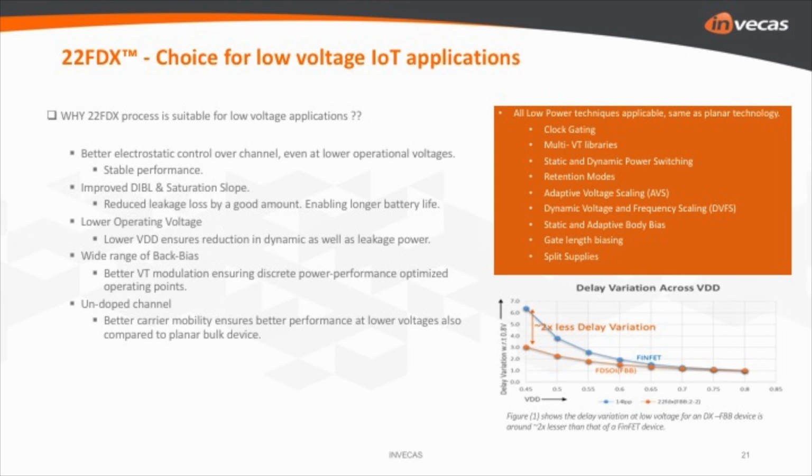Figure 1 shows the delay variation at low voltage for a 22FDX forward body bias device, which is around 2x lesser than that of a FinFET device. This lower delay variation is again a very key factor when it comes to 22FDX as a choice for low voltage and IoT applications.